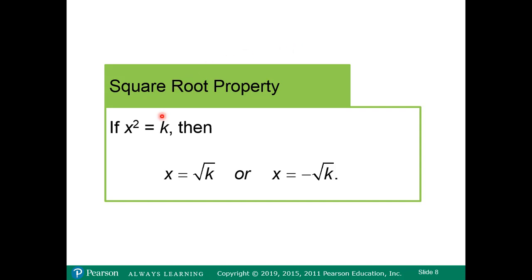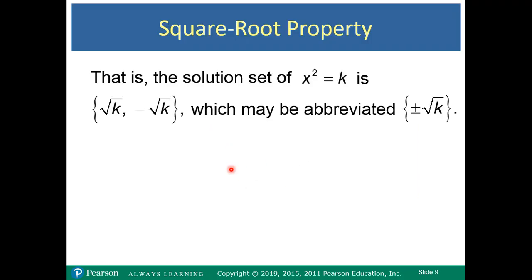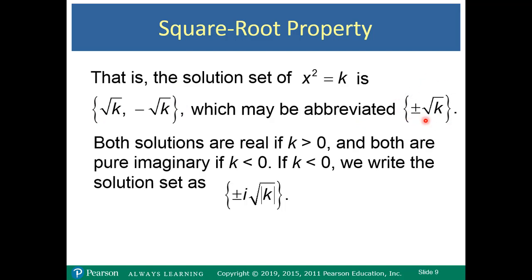So then this always gives us this, the square root property. So the solution to this equation, if you see that it's in this form, is always going to be this, which also can be abbreviated this way. Okay? So both solutions are real if k is greater than 0 for obvious reasons, right?